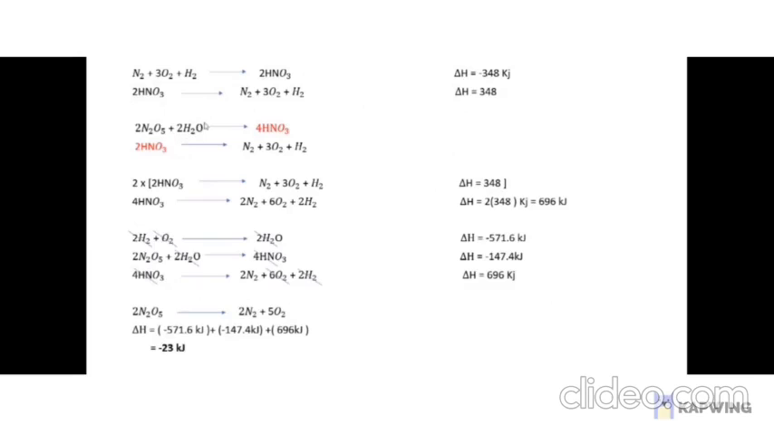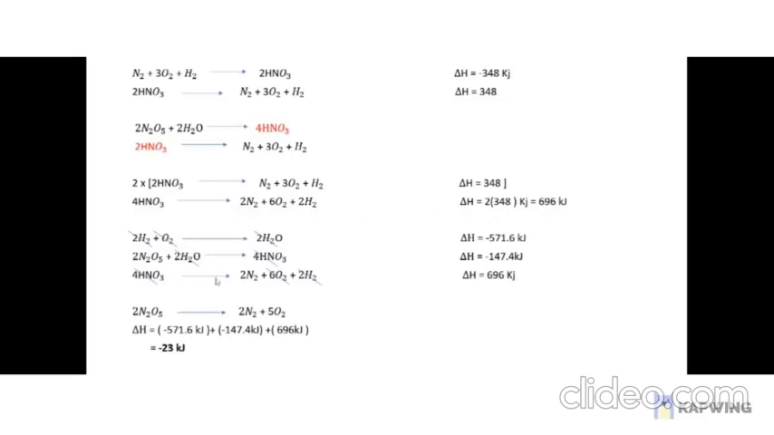Then we have to equalize the number of moles of nitric acid. To do this, we multiply the third chemical reaction by 2. After multiplying by 2, we get 4 moles of nitric acid produces 2 moles of dinitrogen and 6 moles of oxygen and 2 moles of dihydrogen, and the delta H should be 696 kilojoule.